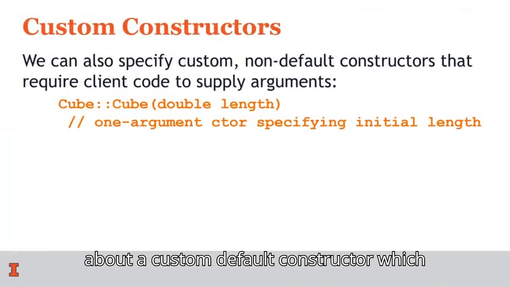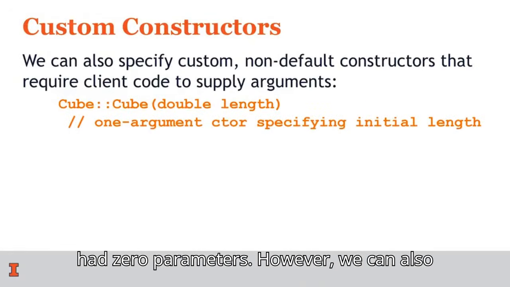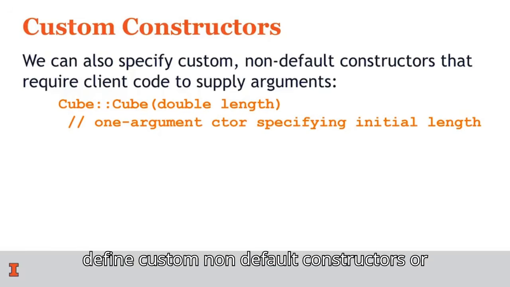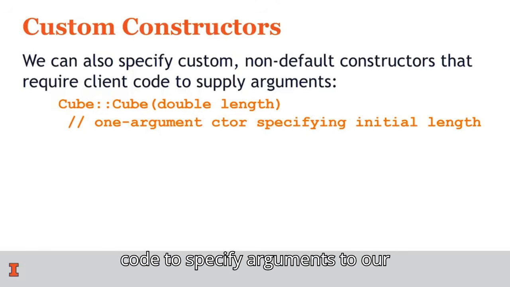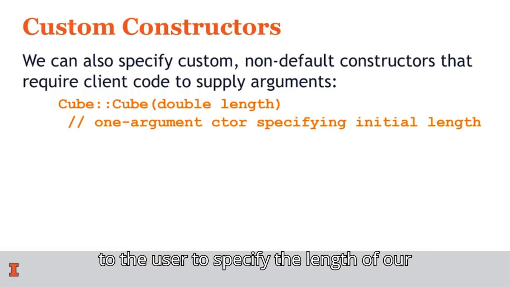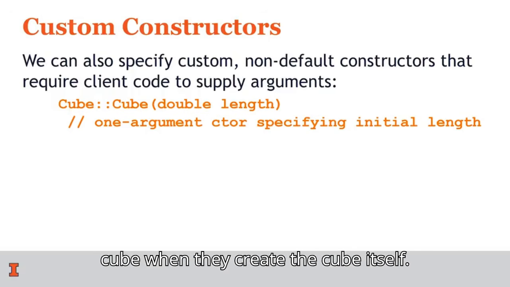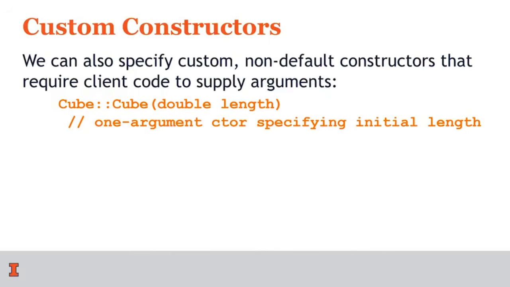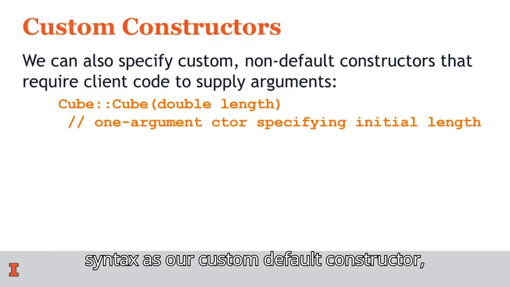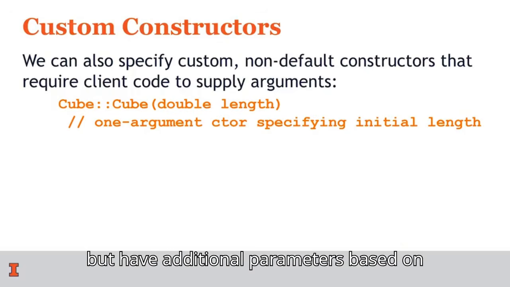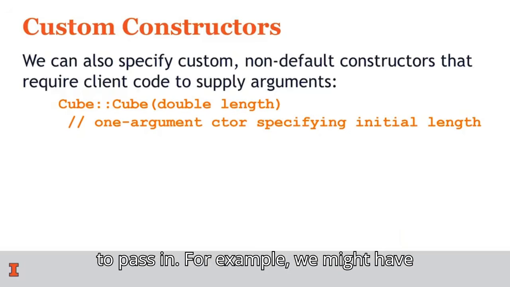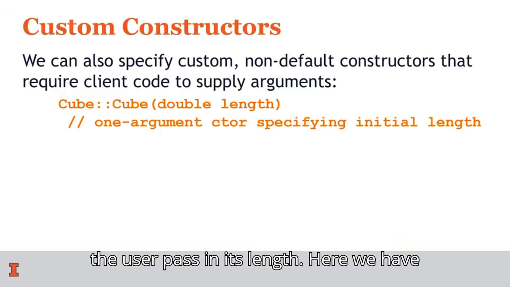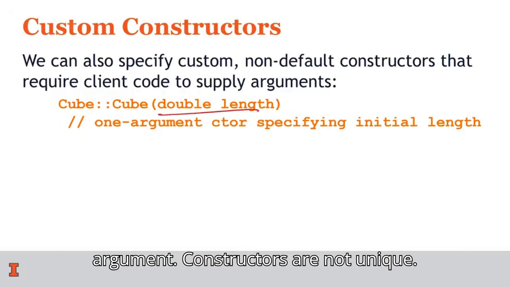We just talked about a custom default constructor, which had 0 parameters. However, we can also define custom non-default constructors, or just custom constructors, that allow user code to specify arguments to our constructor. For example, we might want the user to specify the length of our cube when they create the cube itself. So here we're going to use the exact same syntax as our custom default constructor, but have additional parameters based on how many arguments we want the user code to pass in. For example, we might have the user pass in its length. Here we have double length being passed in as an argument.